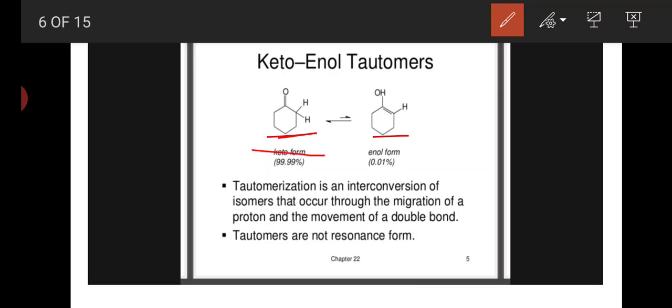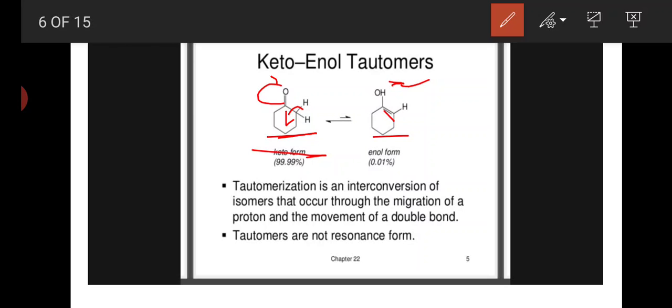In the first structure, this is the keto form. Keto form means here a C double bond O group is there, so it is a keto form. Then one of the hydrogens shifted, the double bond shifts here and the pi bond shifted to oxygen. Then this H plus ion attaches to the oxygen and forms this compound with OH, and here a double bond. Double bond here, alcoholic group. Double bond means 'ene', alcoholic group means 'ol', so enol form, and this is keto form.